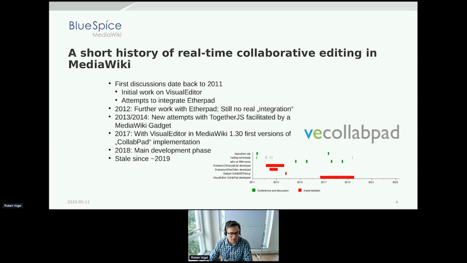Around 2017, with MediaWiki 1.30, the first actual implementation of the so-called CollabPad, or WE CollabPad, as you can see it here, appeared. It never went into production. It was just bundled with the extension, with the VisualEditor. It was delivered, but it was never really activated.